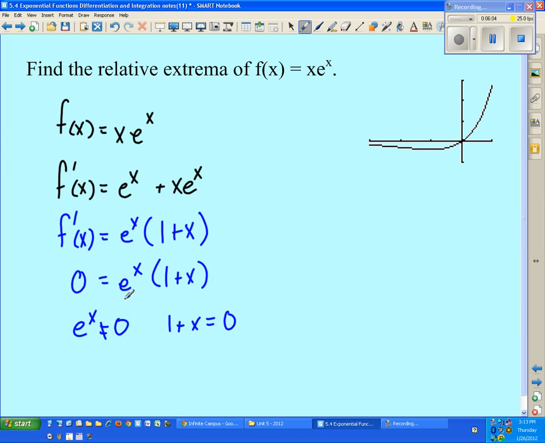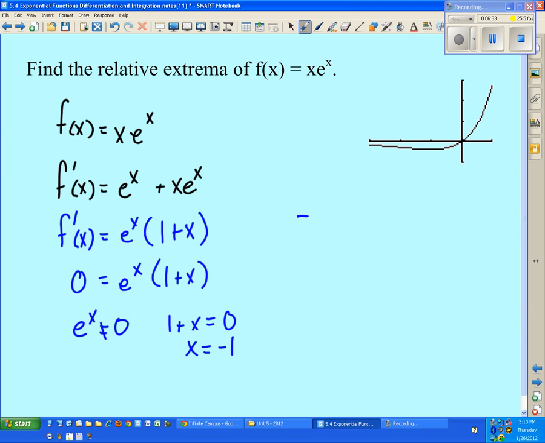And I just remember that e to the x will not give me a 0. And if you don't believe me, graph e to the x and look at it and see what it looks like. But this one, if I solve, then x will equal negative 1. So I'll have an extrema, I'll have a max or a min at x equals negative 1. Now, if I was to find out whether this was a max or a min, I would end up doing a first derivative test around there.